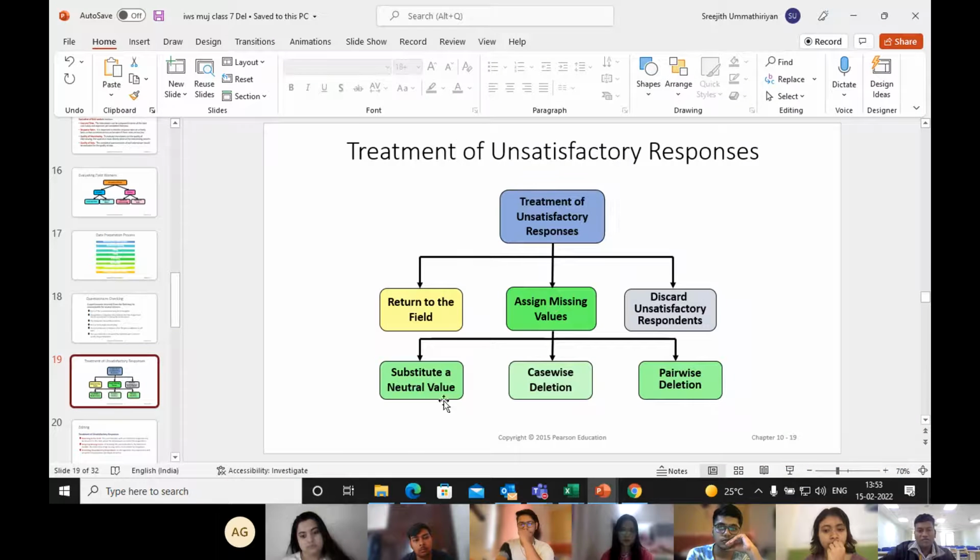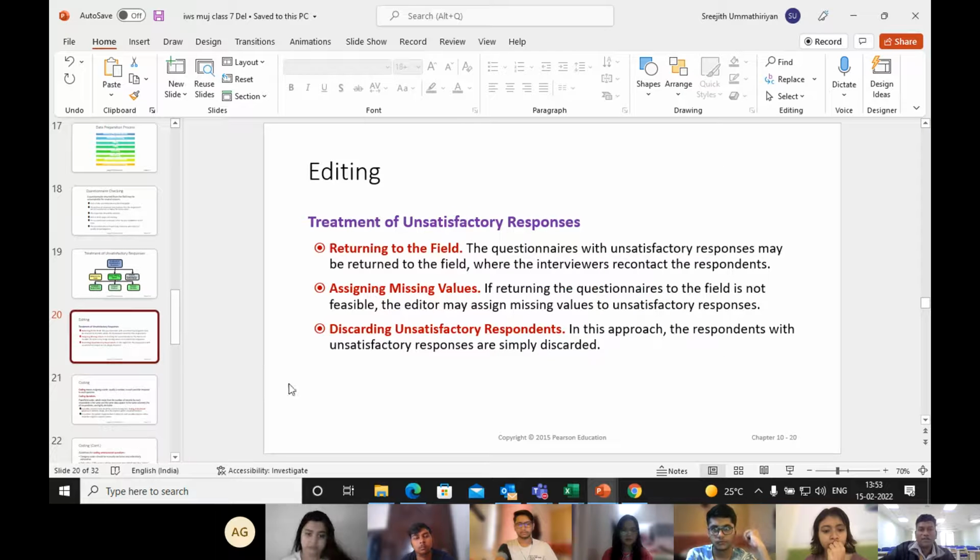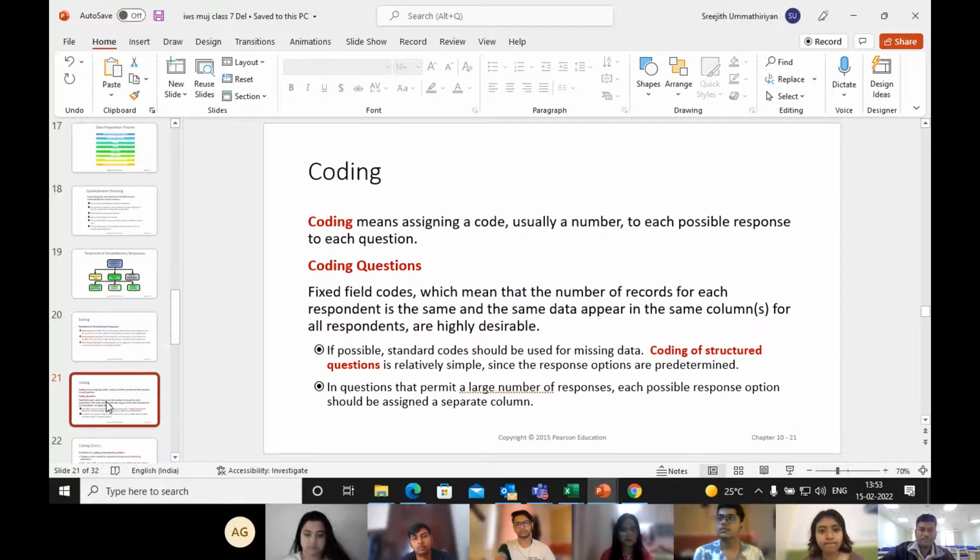Again, in assigning missing values, you can substitute a neutral value, which will not substantially alter the response, or use case-wise deletion or pair-wise deletion. So you can choose to completely delete that question. All of those things can be done. Now, editing, returning to the field, assigning missing values, discarding unsatisfactory ones: these are the ways in which you can deal with questionnaires that are not completed satisfactorily.